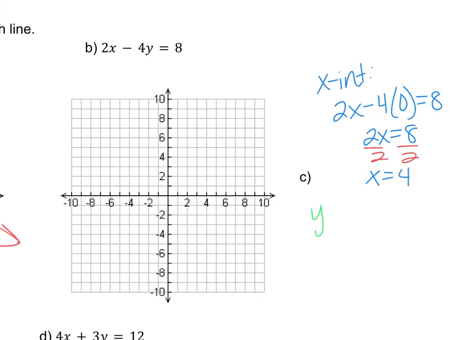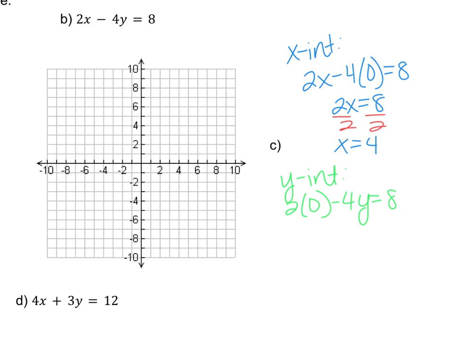All right, so then our y-intercept, where it crosses the y-axis, is when x equals 0. So 2 times 0 minus 4y equals 8. 2 times 0 is 0, so I have negative 4y, don't forget the negative, equals 8. Divide by negative 4. So those cancel, you have y equals negative 2.